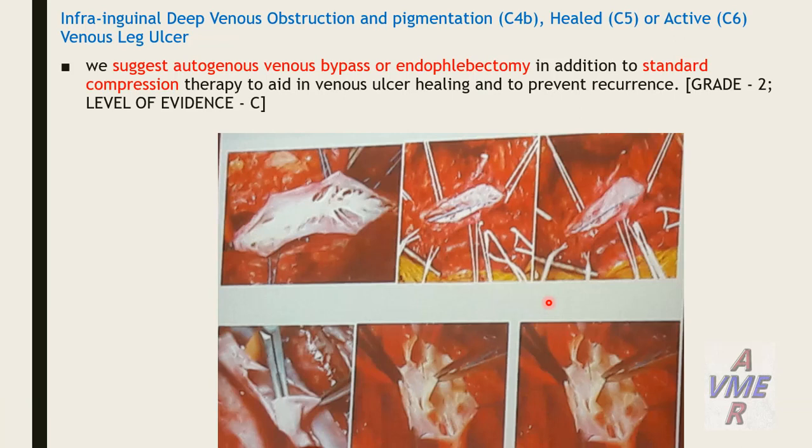Finally, infrainguinal deep venous obstruction and pigmentation C4b, healed C5 or active C6 with venous leg ulcers. This is the recommendation of the American Venous Forum, and they told us that for infrainguinal lesions we have a chance to do endophlebectomy. We suggest autogenous venous bypass or phlebectomy in addition to standard compression therapy to aid in venous ulcer healing and to prevent recurrence.